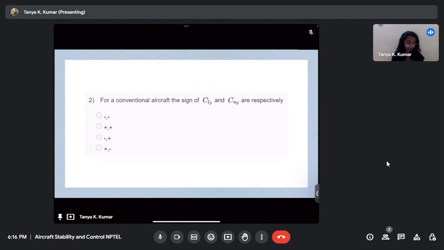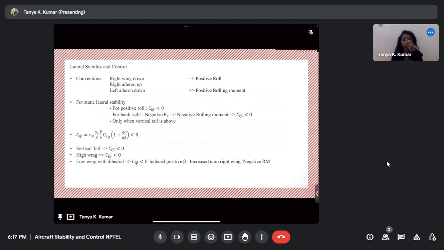Next, for a conventional aircraft, the sign of CL beta and CN beta respectively. This again we have seen multiple times. What is the right answer? So CL beta, let's just look at the slides that we've gone over before. So these are the equations for lateral stability and control. We initially discussed the conventions. We did this last week. Then we discussed the only criteria for static lateral stability is that CL beta should be less than 0 when the aircraft is subjected to a positive gust.